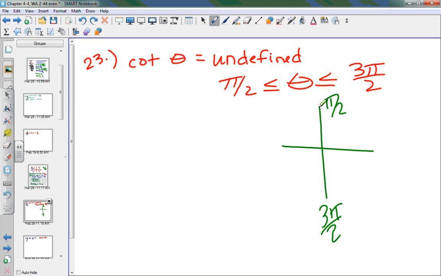2 and 3. Guys, it says theta is between pi over 2 and 3 pi over 2. So can it be in quad 1? No. I'm in these two quadrants. I have to figure out which angle has a cotangent of undefined. Now, whenever I say the word undefined, what should your brain automatically be thinking of?